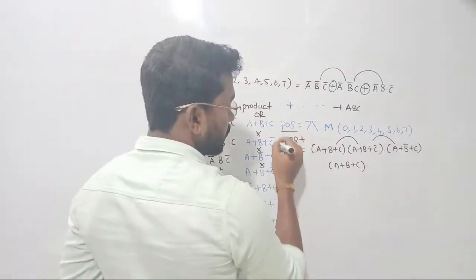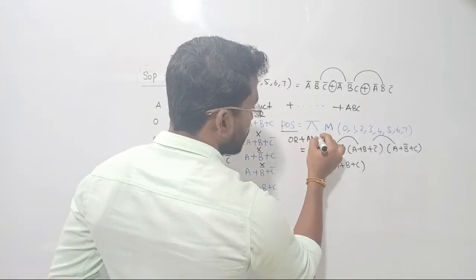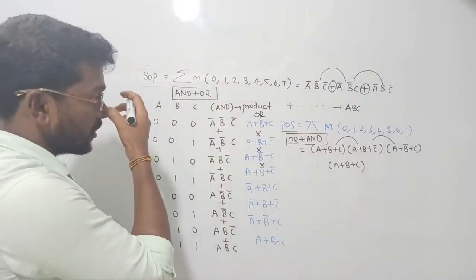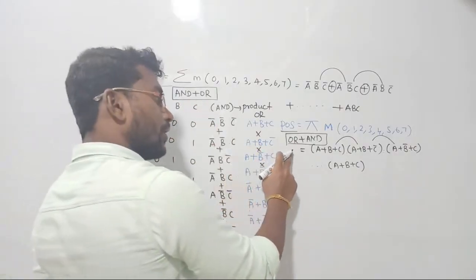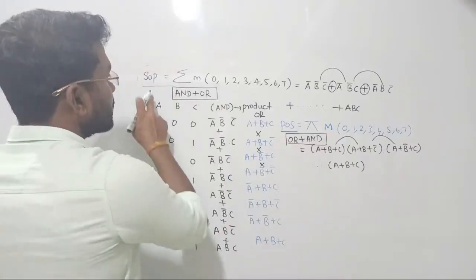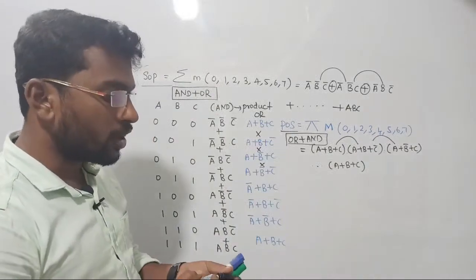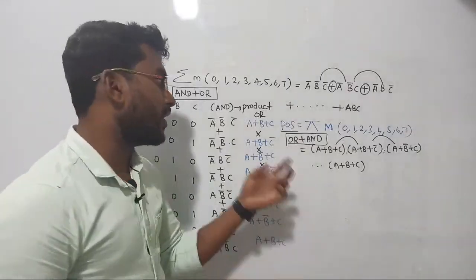So first we should perform OR operation, addition, and then AND operation, such that it will be the combination of OR plus AND. Here it is going to be AND plus OR. So here we perform AND first and then OR. Here we perform OR first and then AND operation. That is the difference between sum of product and product of sum, right? I hope things are very clear to you all.